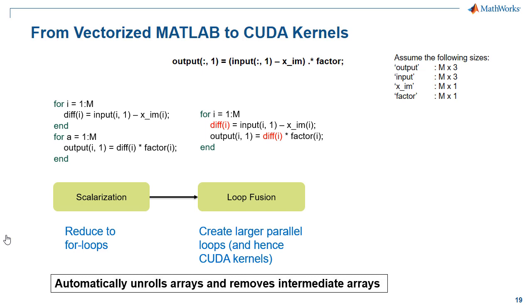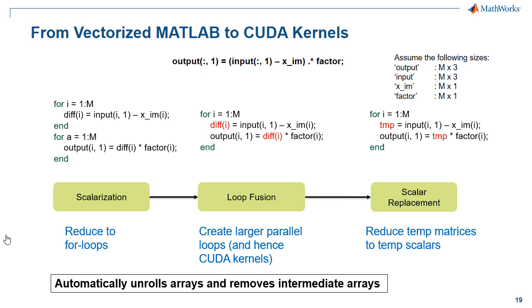And now, if you look at the variable diff in here, you'll see that that's actually a matrix. And for our particular operation, for each iteration of the for loop, we actually don't need that large matrix. Instead, we can turn that into a scalar. So we can apply scalar replacement, and that will turn that into just a regular scalar variable so that we can optimize more for memory usage as well. So these are some of the optimizations that GPU Coder goes through in order to compile it down into CUDA kernels. So this is kind of one half of the process, right?